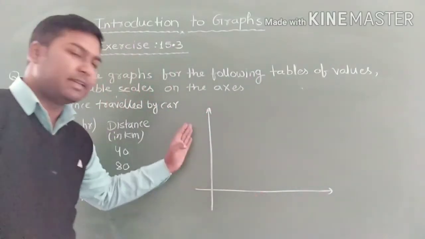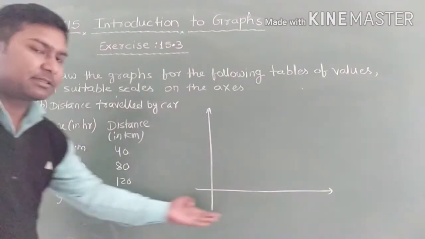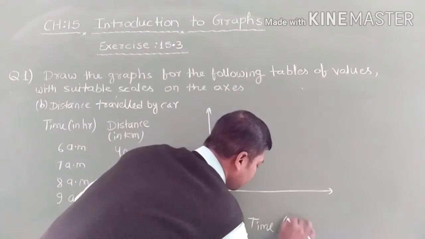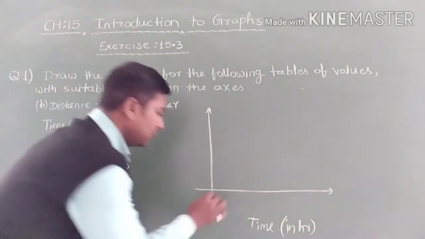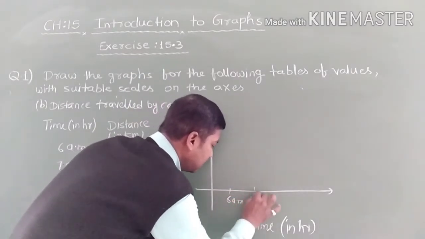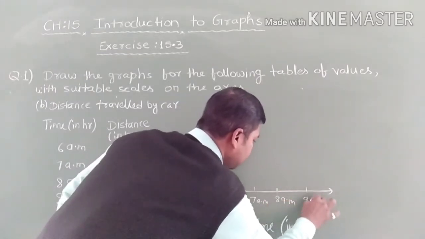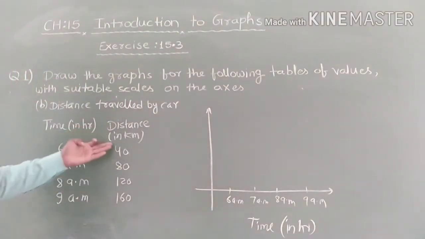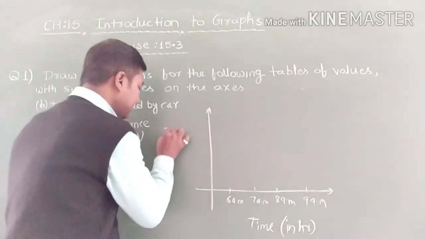So simply we can draw this x-axis, this y-axis. Now time is given, so I am taking time on the x-axis. So this will be time. Now 6 to 9 a.m. So let's suppose this is 6 a.m., 7 a.m., 8 a.m., so this will be 9. Now next, distance in kilometers. So I am taking it on the y-axis. So this will be distance.